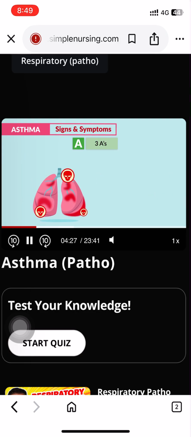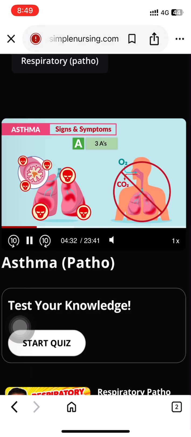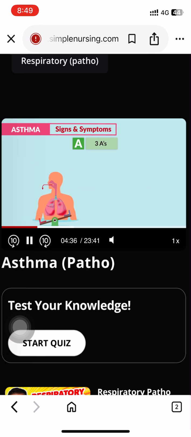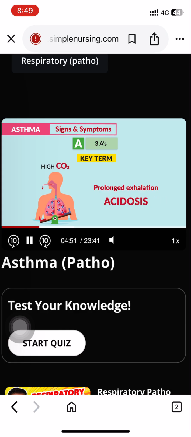So just think of the patho here. We have inflamed lungs, right? So we can't get oxygen in. We have short inhalation, not prolonged. And you can't get CO2, that carbon dioxide, out. So the key term, prolonged or longer exhalation, that air exiting the body. So as a result, CO2 builds up in the body, causing acidosis from that carbonic acid, that carbon dioxide.